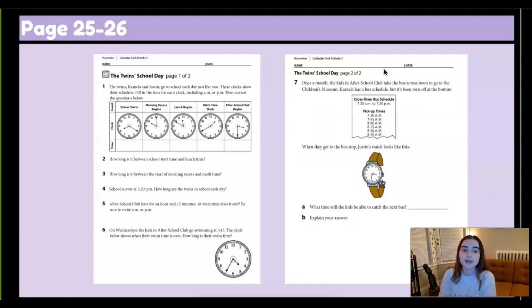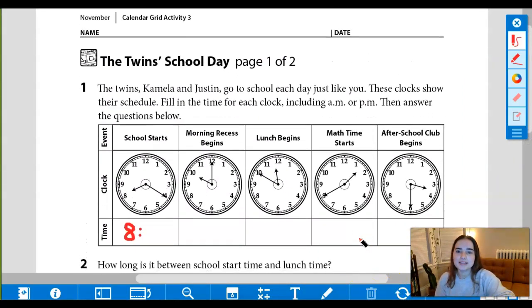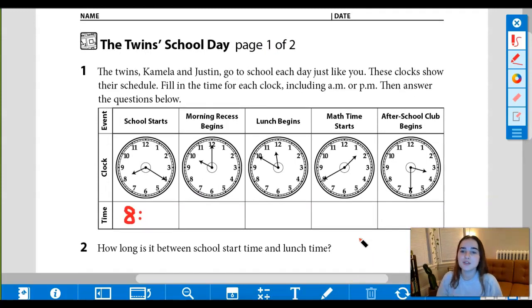Get your number corner book out. We're going to take a look at page 26. On page 26, the title of the page is The Twins' School Day. Number 1. The twins, Camilla and Justin, go to school each day, just like you. These clocks show their schedule. Fill in the time for each clock, including AM or PM. Then answer the questions below.